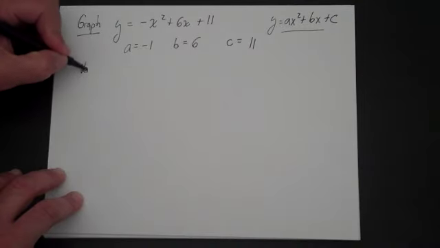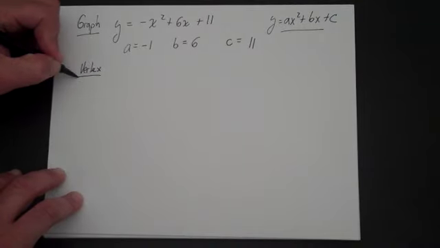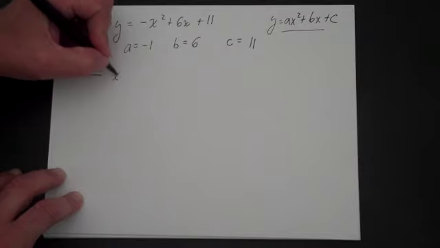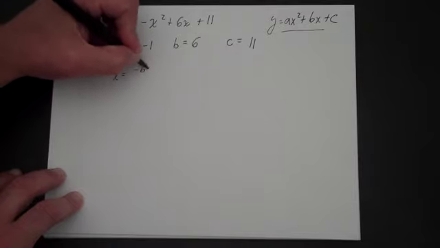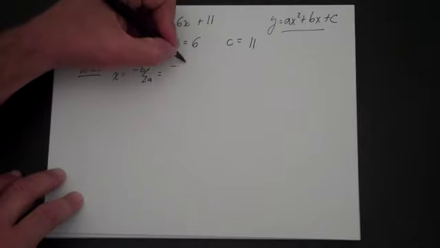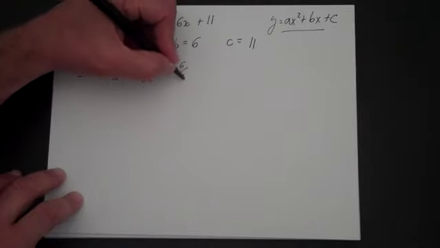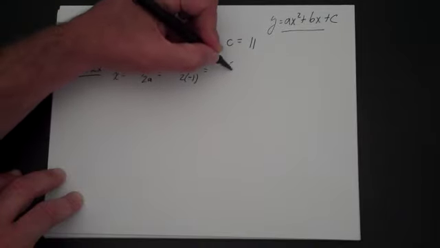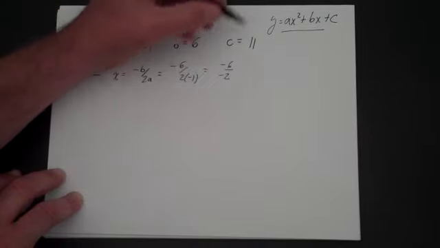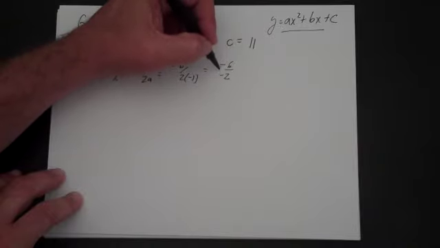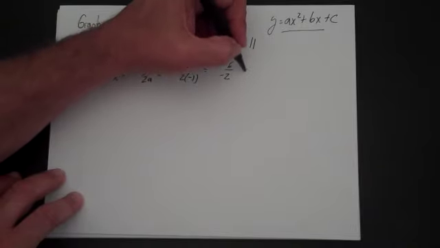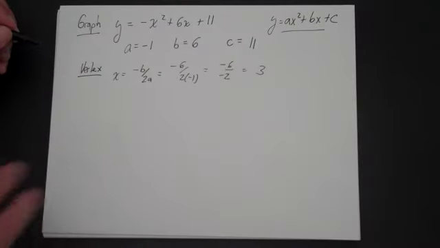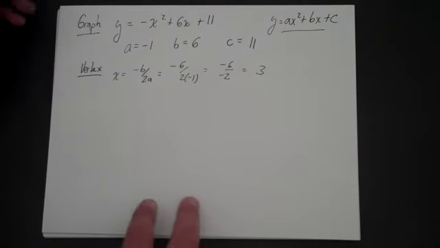So the first thing you do is find the vertex. The x value of the vertex is minus b over 2a. In this case, that would be minus 6 over 2 times minus 1, which is minus 6 over minus 2. The negative over the negative cancels. That's 6 over 2, which becomes a positive 3. So the x value of the vertex is a positive 3.